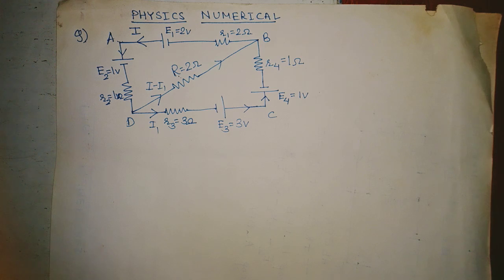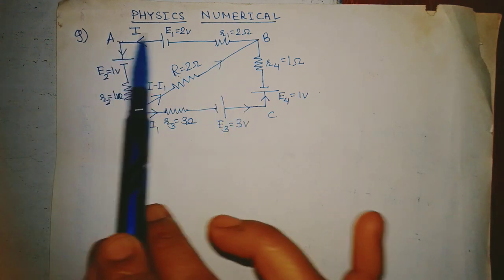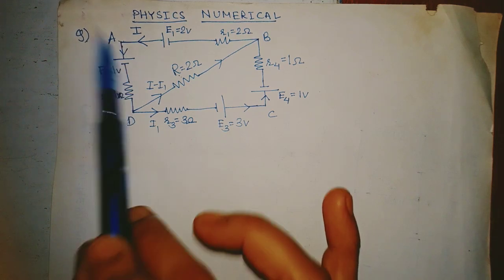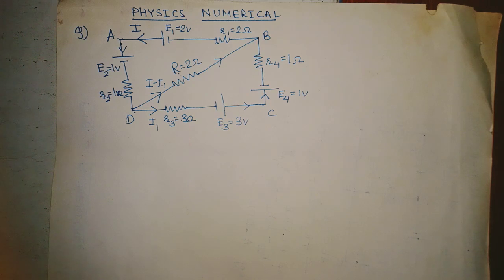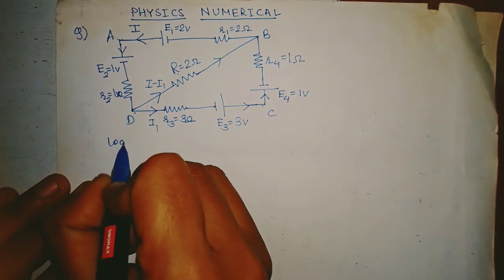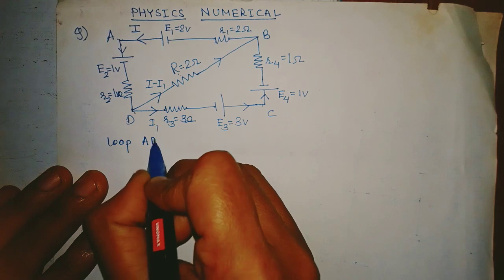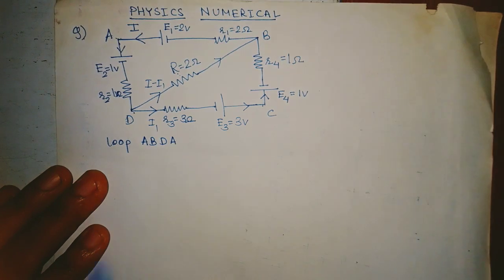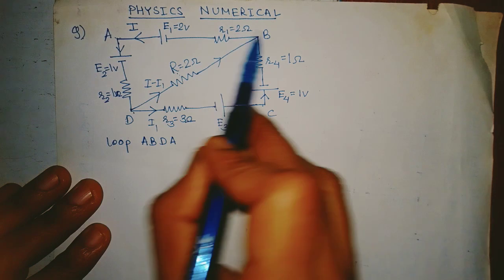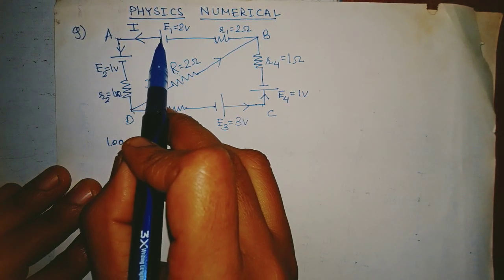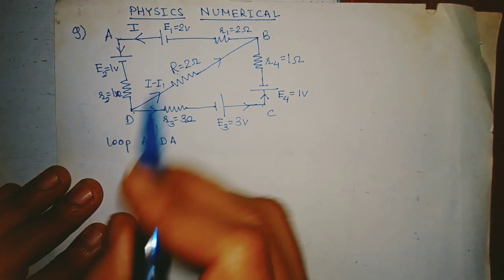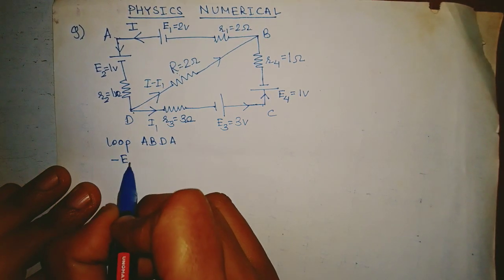Now you can consider loops as you wish. I am considering two loops, that is A B D A, and second loop B C D B. So let's start with loop A B D A. Starting with the loop A B D A, we are moving against the direction of the current. First thing is E1, so positive to negative, this will be negative E1.